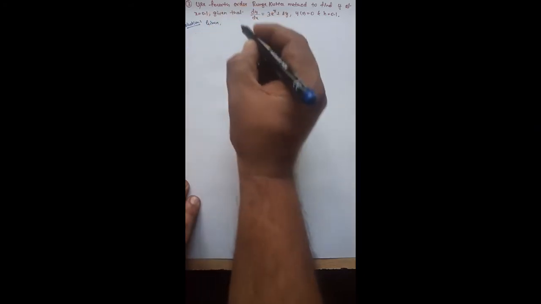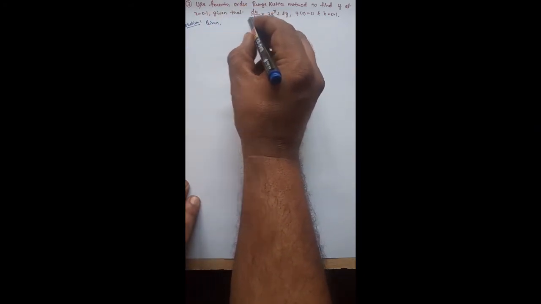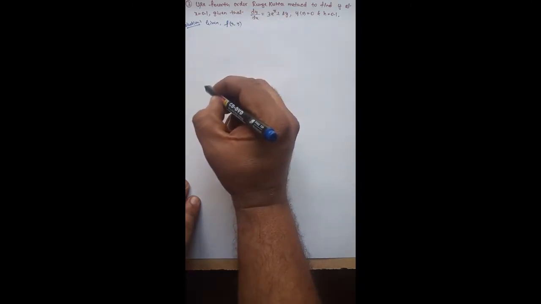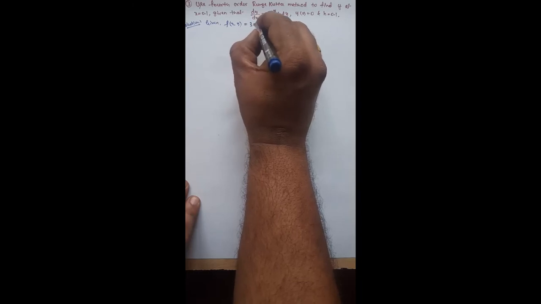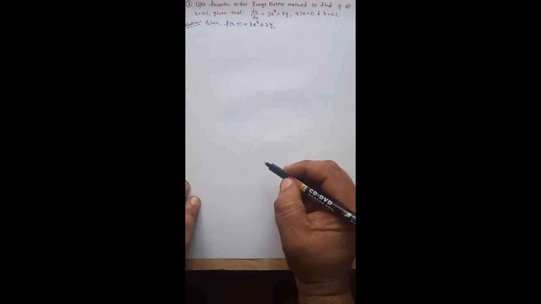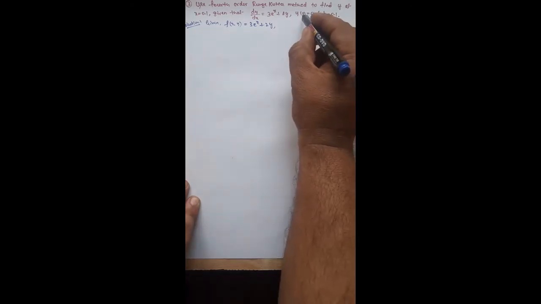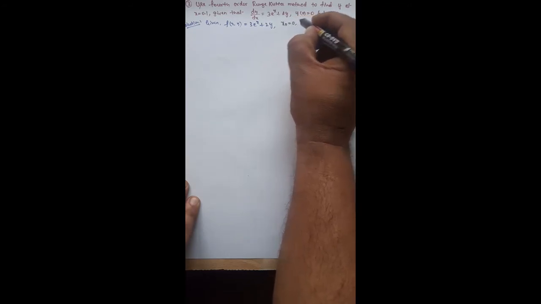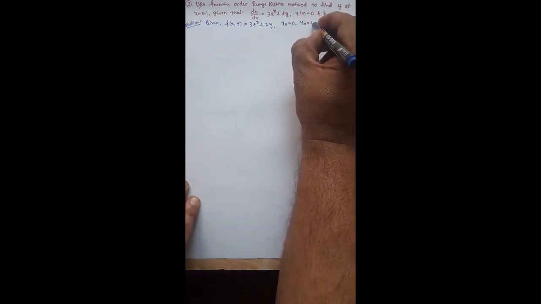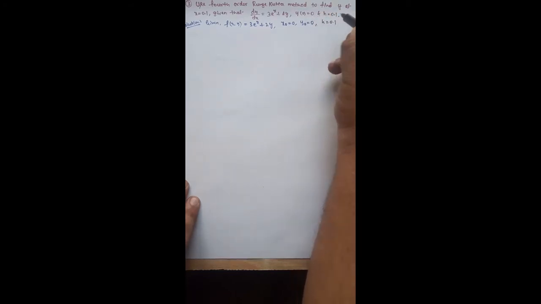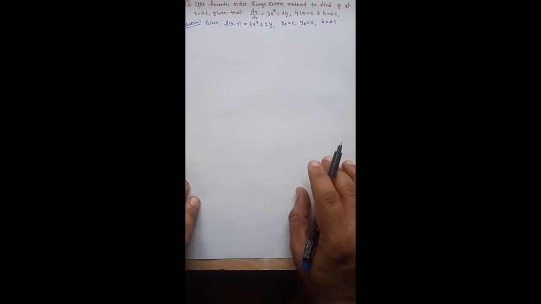So what is the first step here? Given, you know dy by dx will be written as f of x comma y. So f of x comma y is 3 e power x plus 2y. Now the initial condition. So y of 0 equals 0 means x naught is 0, y naught is also 0. And the step length is given, that is 0.1. So this is the data given.